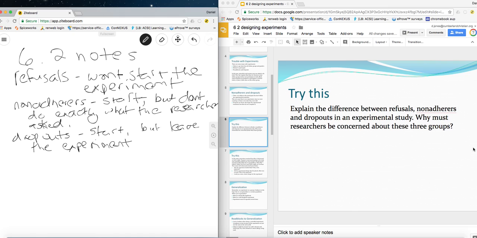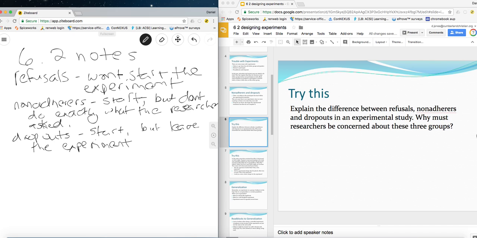All right, so remember that somebody who is a refusal just won't start the experiment to begin with. A non-adherer does start the experiment, but they don't do exactly what the researcher is asking, and they stay in the study. Dropouts start the program, but at some point they leave the experiment before it's over. Why would researchers be concerned about these three groups? Well, first of all, if the gender or the race or ethnicity that you need to have in your study refuses to participate, then your study may be illegal, or it may be biased for sure, not having enough of the ethnic diversity in it.